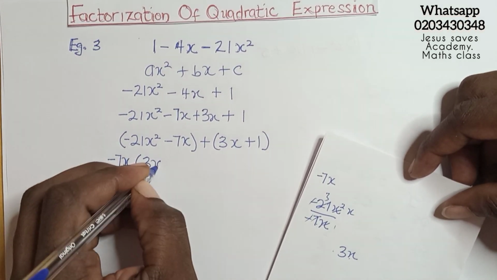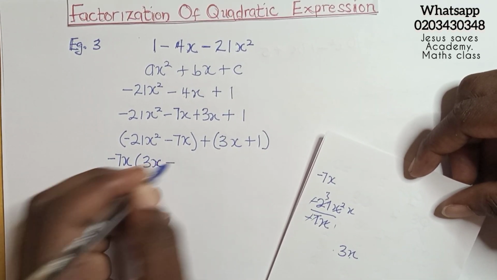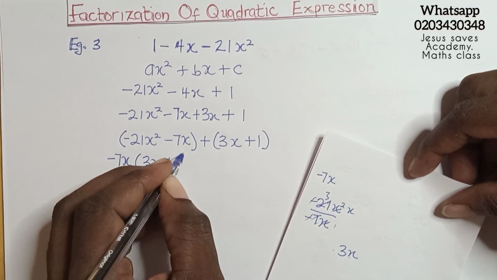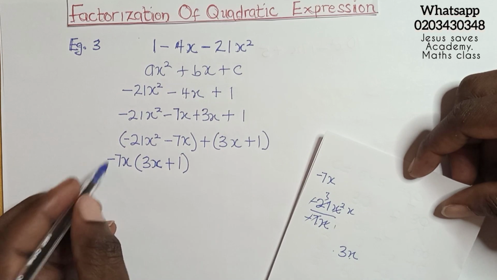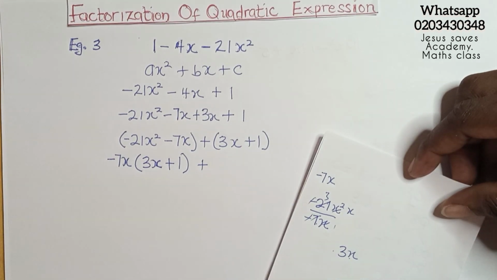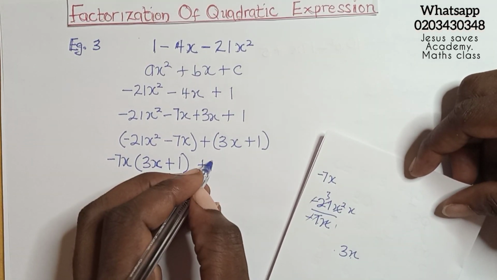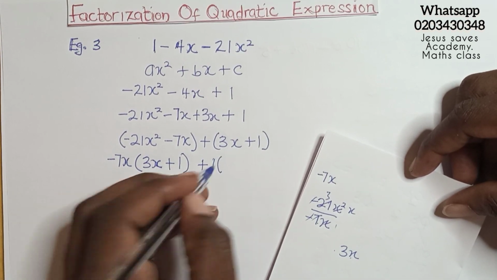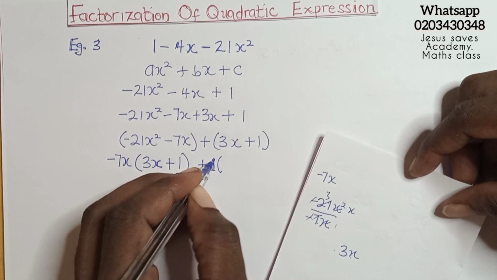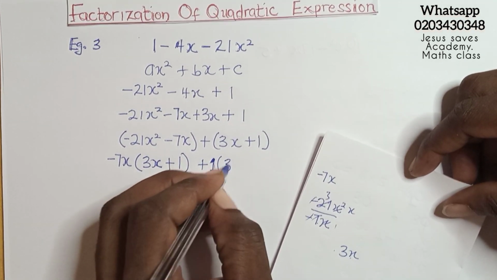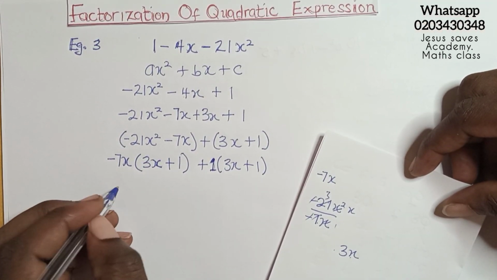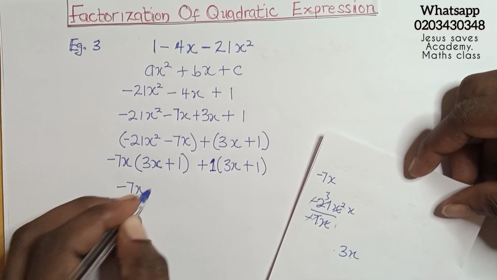You can take your time and do it slowly. Negative 7x divided by negative 7x gives us positive 1, because the negatives cancel, leaving positive 1. For the other group, plus 3x plus 1, there is no common factor; the only factor is 1. You can put the 1 outside the bracket for security reasons, in case you forget that there is a 1 here. So you have 3x plus 1 in the bracket, and outside the bracket we have negative 7x plus 1.